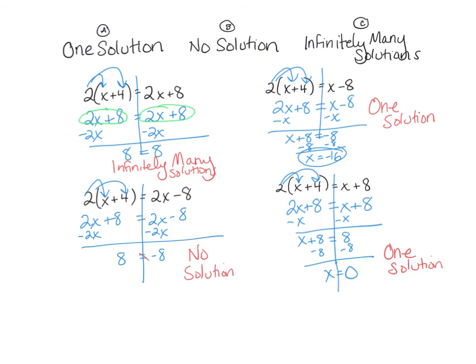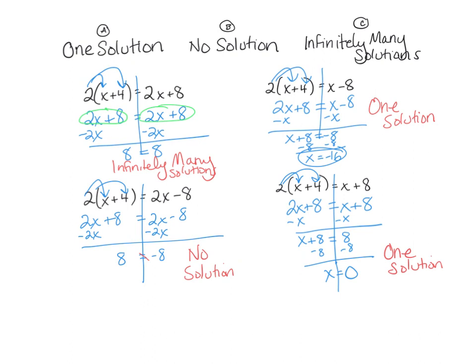So really quickly in review, we've got our three choices. We have one solution, and that's when x can be just one thing. We solve our equation like normal and we get one value for our variable. We can have no solution, and that is when we have the variables gone, and the only thing left are two values that are not equal to each other, making that equation not true. Therefore, there is no solution.